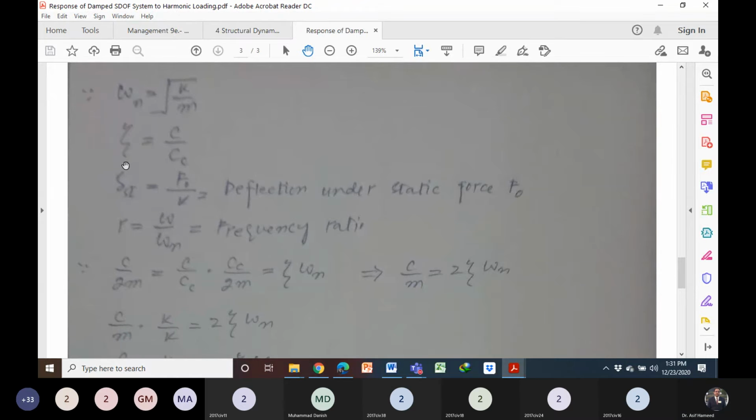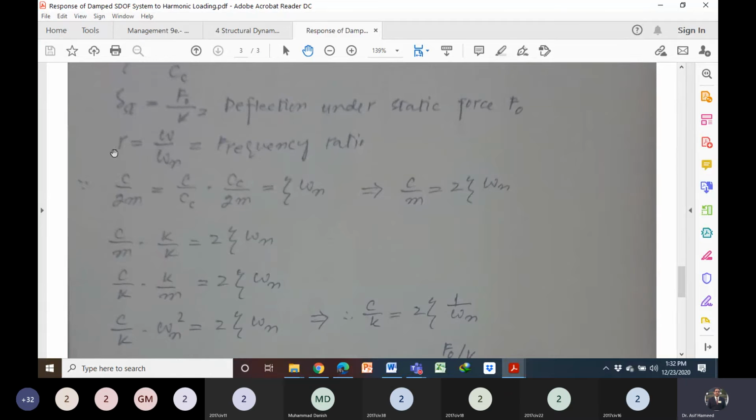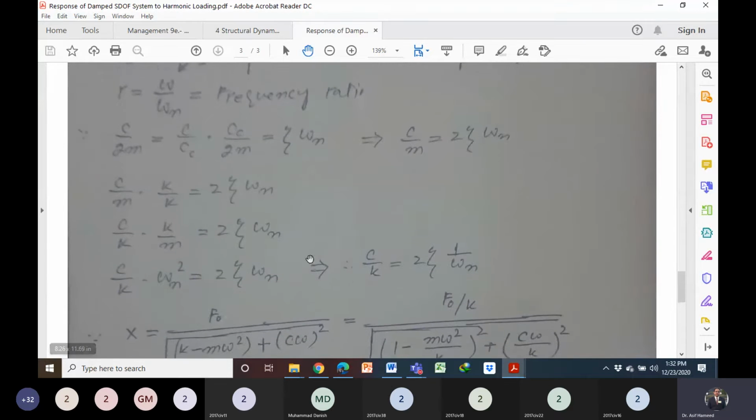Zeta is the damping ratio. I just want you people to refresh your knowledge, because we are meeting after 3 or 4 weeks. Damping ratio is C over Cc. C is the damping coefficient, Cc is the critical damping coefficient. Delta st is the static displacement because of the equivalent static force F naught. Small r is the frequency ratio, frequency of the exciting force to the natural frequency of the system. This one I will discuss later.